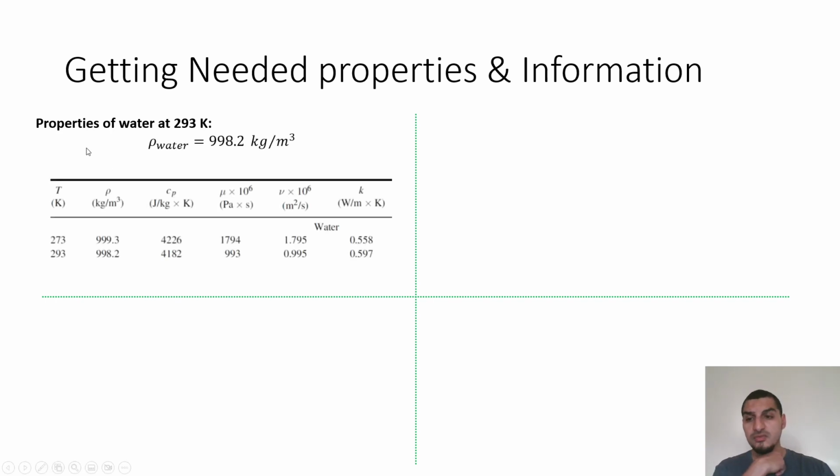This is the density of water. I can get it simply from the tables. There are tables in one of the appendices at the end of the textbook, where you can find the properties of different liquids. This is liquid water. You see that the temperature is 293. It's already given. That's 998.2 kilograms per meter cubed.